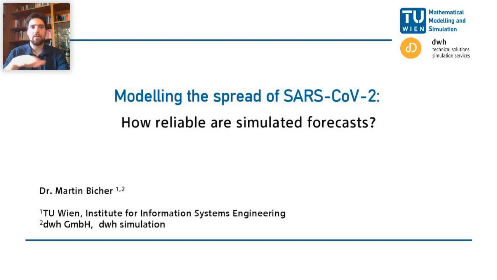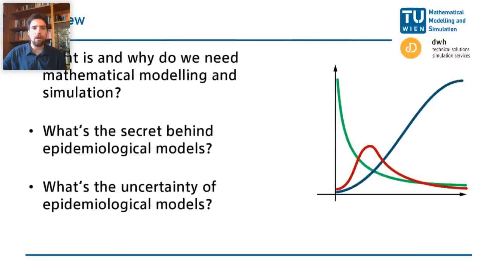I do not only tell what we are doing in particular, but in general, what is to be done with respect to modeling and simulation of the spread of the coronavirus. In particular, what is the secret behind those models? What is modeling and simulation in general? And what's the secret behind those epidemiological models? And then finally, how reliable are they? So what is the uncertainty? If some model believes that there is a forecast of that many infectious persons, what does this mean and how reliable is that?